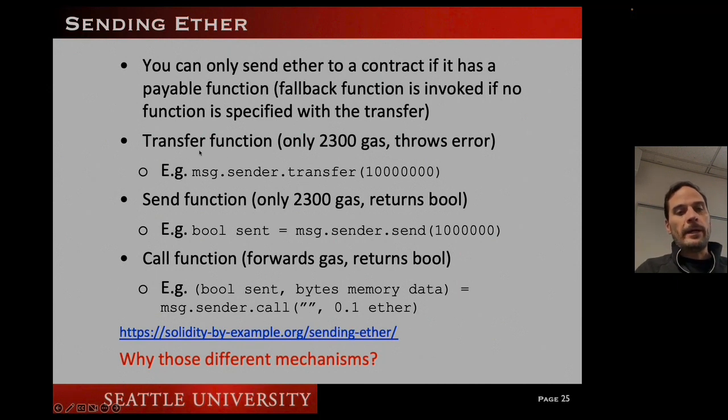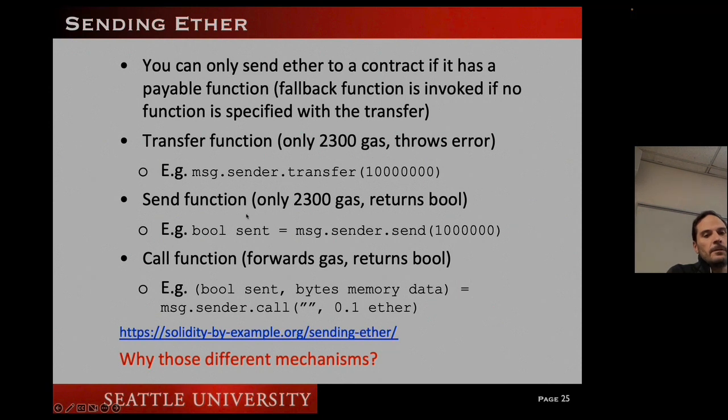The way to transfer Ether, there's three different ways. So one, you can call transfer, and you specify the value of Ether in wei. And what that does, it only sends 2,300 gas. And if it fails, it throws an error.